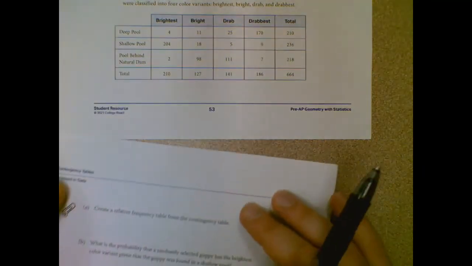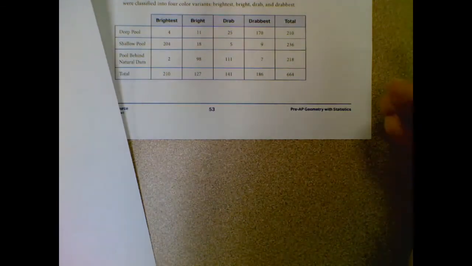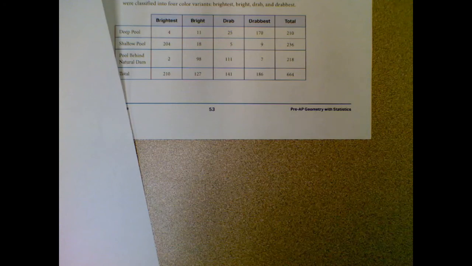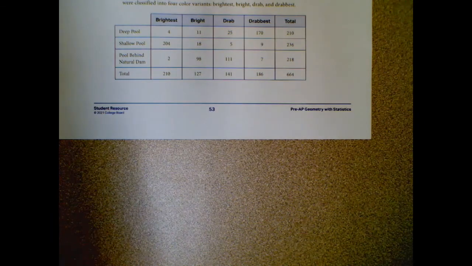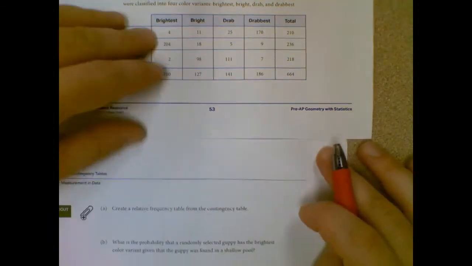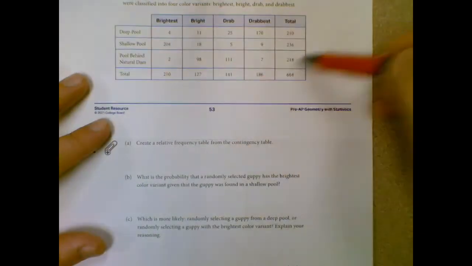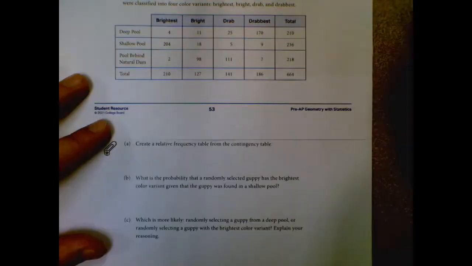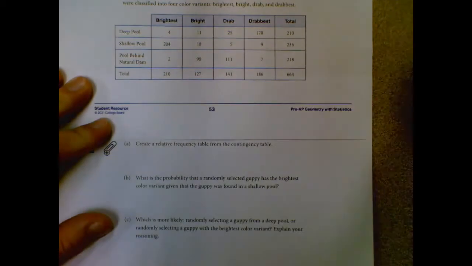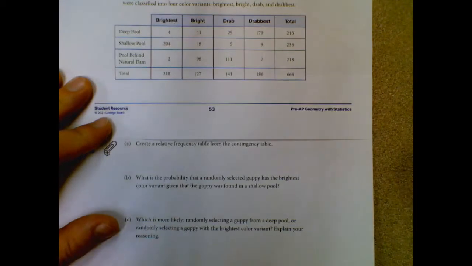So create a relative frequency table from the contingency table. Okay, so a couple ways you could do this. Let's see what would be the easiest way. Okay, so I think we're just going to go ahead and have to actually work this entire thing out. So remember, a relative frequency table just means we're going to take our table and divide everything by the total. So I'm going to get my percentages, or decimals as the case may be. Let's go with decimals. And just divide everything in a table by 664.